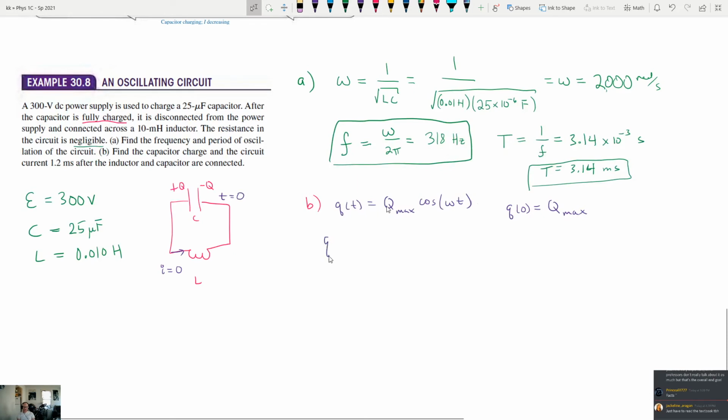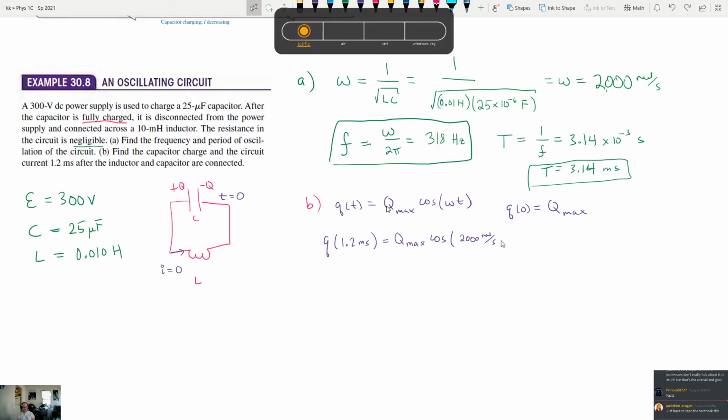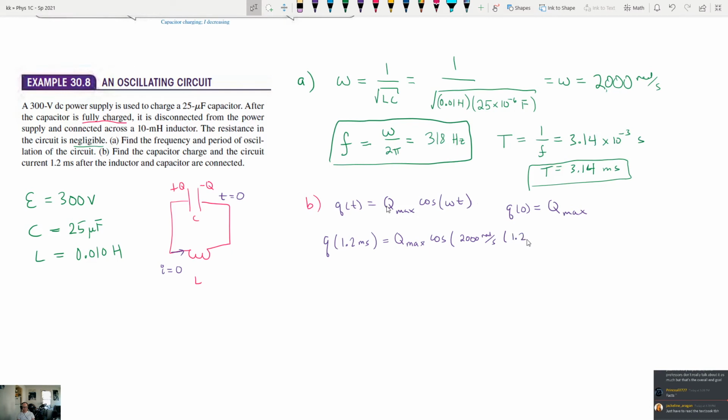So if I plug in Q of t, where t is 1.2 milliseconds, it's equal to Qmax. Oh, we didn't even calculate what Qmax is. We'll have to calculate that too. Times the cosine of omega. We found that already was 2,000. And then we need to plug in 1.2 milliseconds into here.